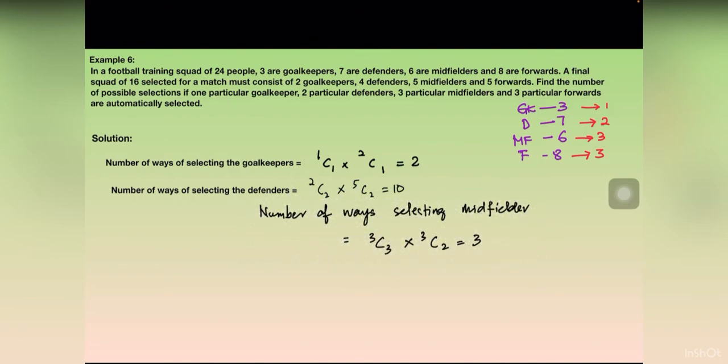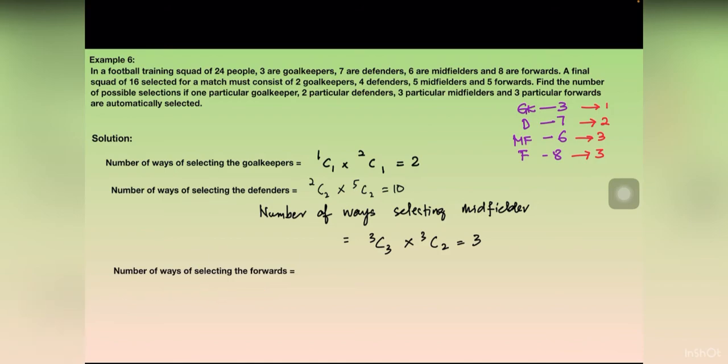Number of ways of selecting midfielders. Midfielders, we have 6. These 3 persons are the particular ones, so we have to select 3C3. Originally we have 6, and of the midfielders we have to select 5. So from the 3 left we have to choose 2 more midfielders, because 3 are already chosen. So we have 3 ways.